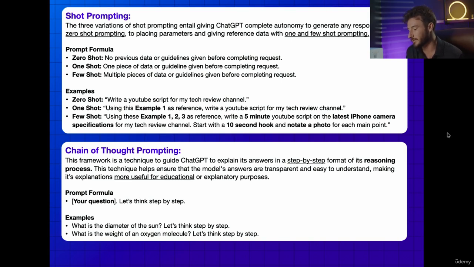So this technique helps to ensure that, A, the model's answers are transparent and easy to understand for you, the user, and it's great for making explanations that are expanded upon and more useful for educational and explanation purposes. So rather than explain this anymore, let's just go into the formula and the example. So our formula is actually very simple for this one. We have whatever your question is, and then the prompt that you always want to use is let's think step by step. So let's see what ChatGPT does.